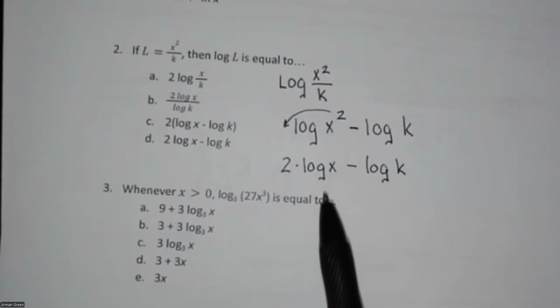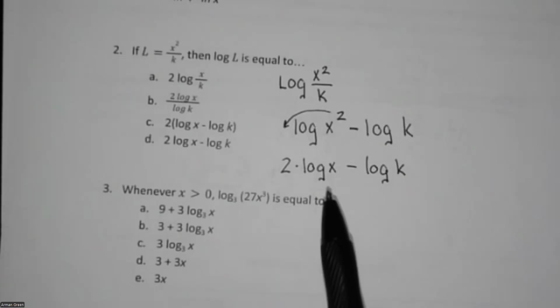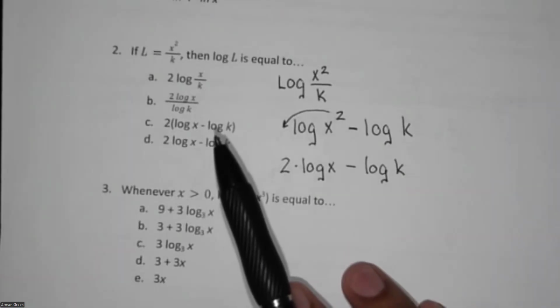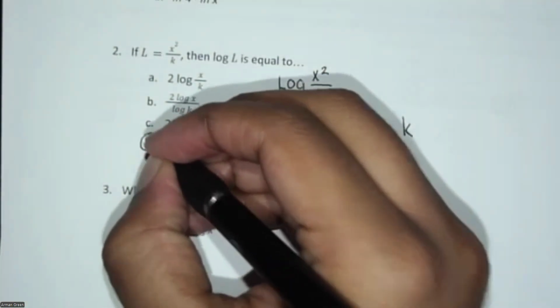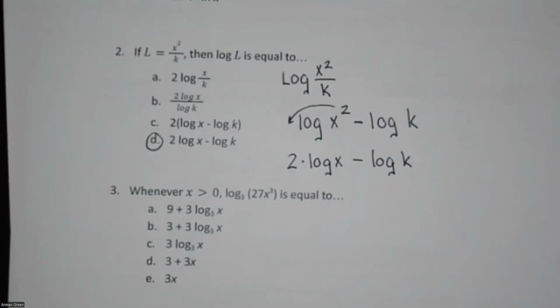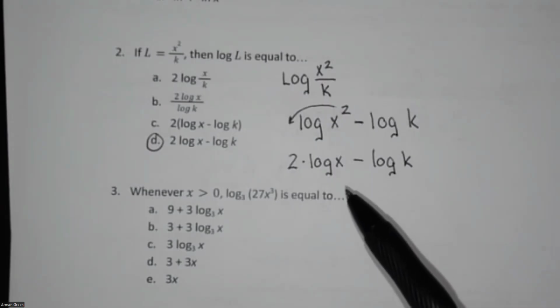So this is as simplified as we can get with this logarithm. And now if I look at what I have here and compare it to my answer choices, the only one that matches what we have here is answer choice D. All right, so that's all I can do with this problem, so I'm going to keep going.